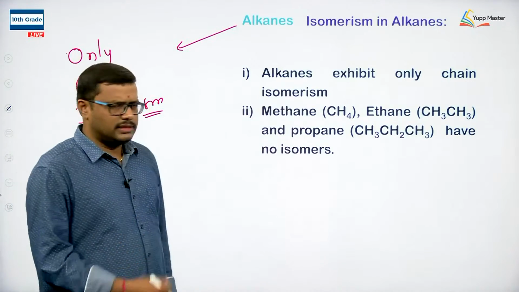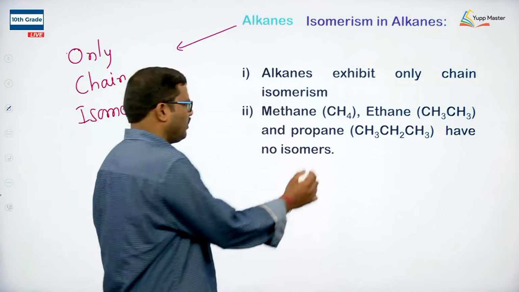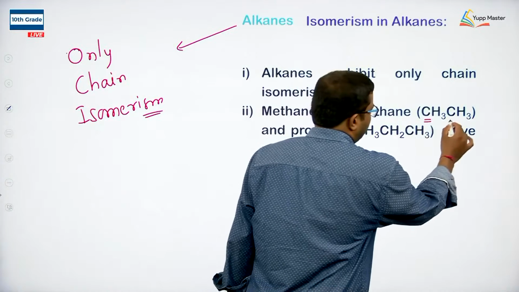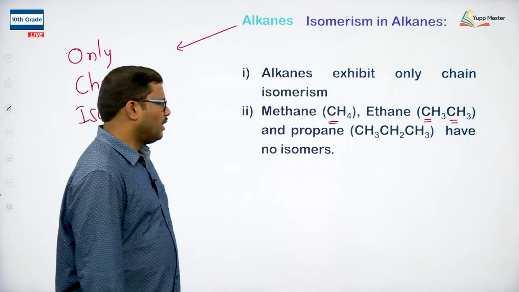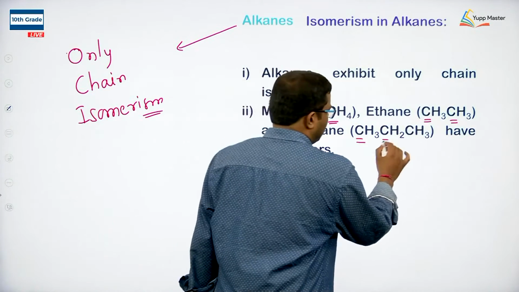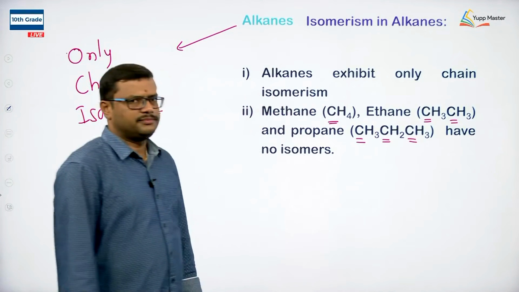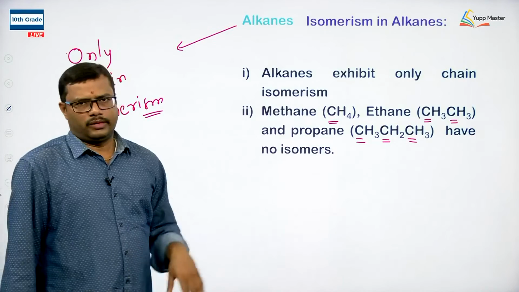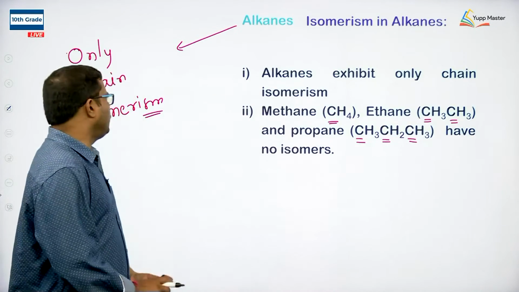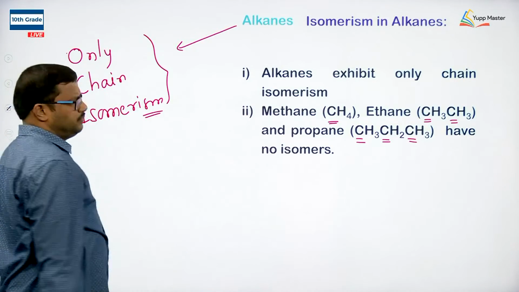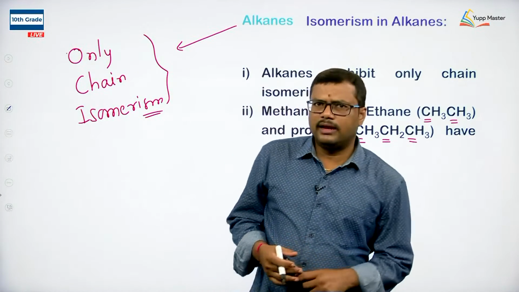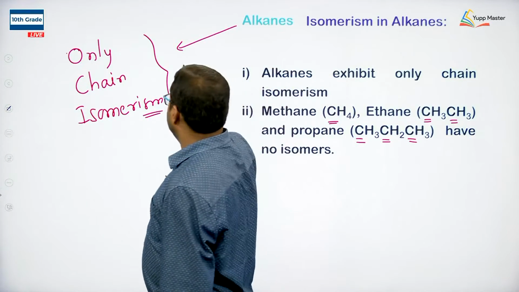So what about the first 3? The compound having only 1 carbon atom is methane, the compound having 2 carbon atoms is ethane, and the compound having 3 carbon atoms is propane. They do not exhibit any chain isomerism. Why? As we have discussed, what is chain isomerism? These are isomers which have the same chemical formula. Where do they differ?